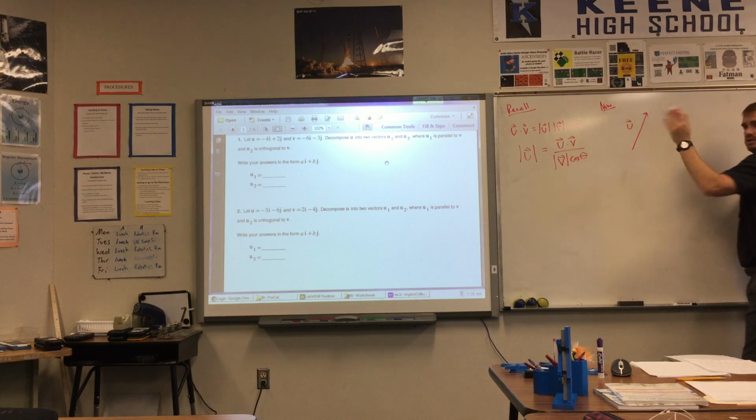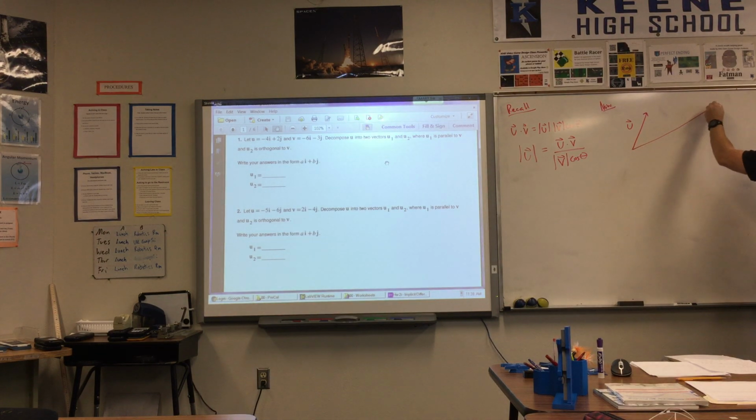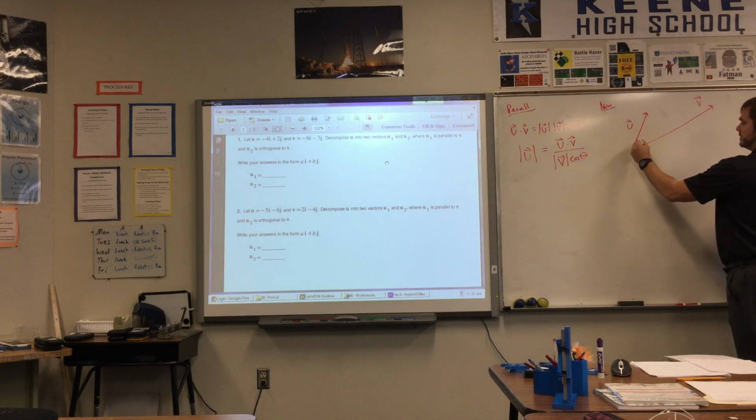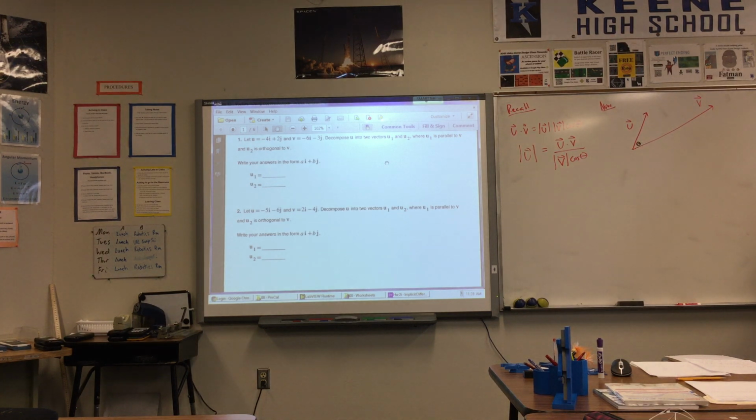We have any generic u and any generic v, and some angle theta in between the two of those. In this particular example, u is negative 4i plus 2j. It's in the second quadrant, and v is in the third quadrant. But it doesn't really matter where they happen to be. I could have a vector here and here, or here and here. It doesn't matter. I've just got two vectors, and there's some angle in between them.